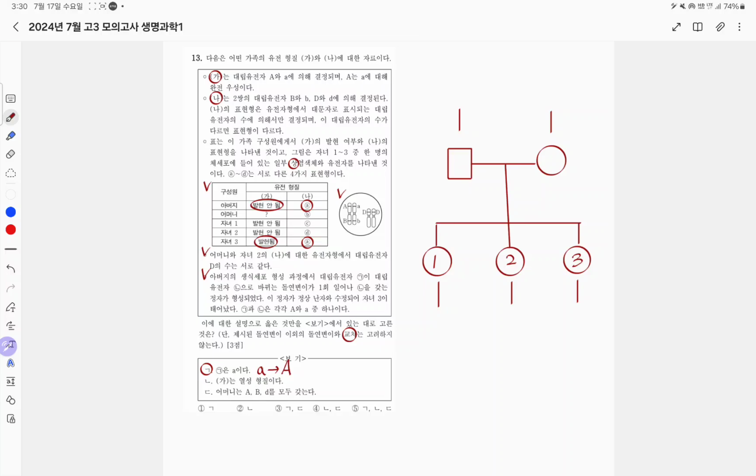So let's state the genotype of child number 3 in the pedigree. Because child number 3 has 2 capital Ds, father and mother must have at least 1 capital D. And child number 2 has the same number of capital D as her mother. So child number 2 must have 1 capital D.